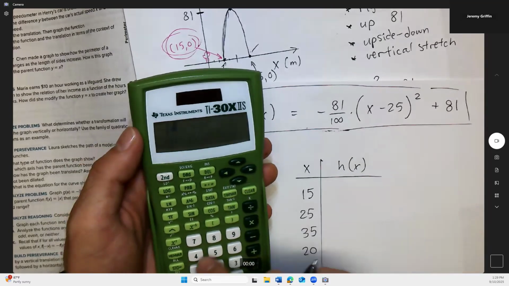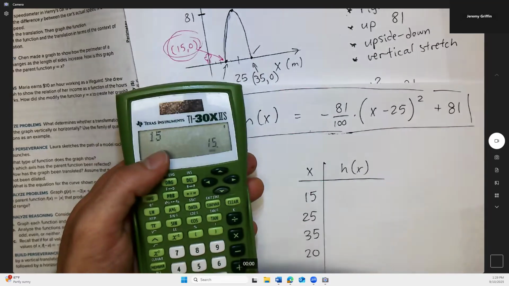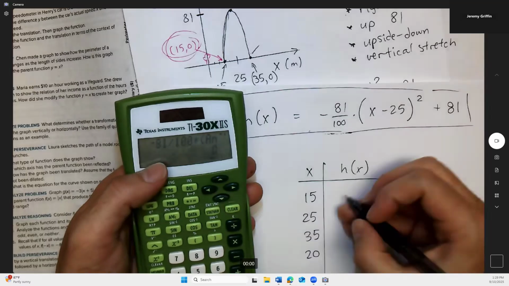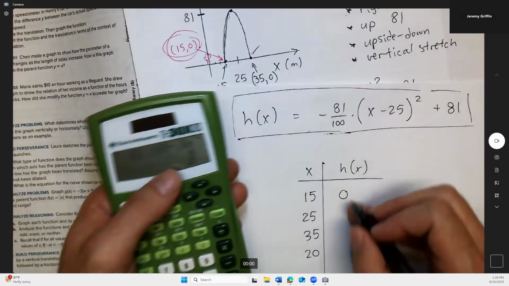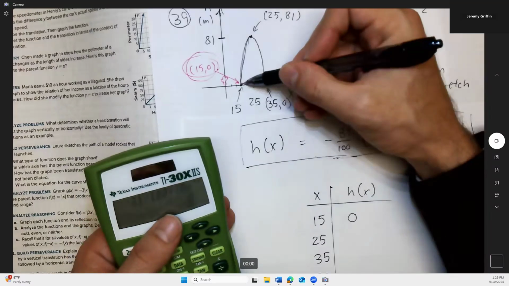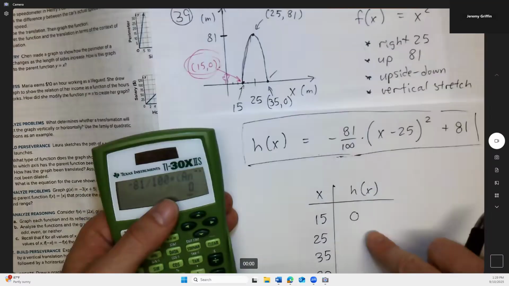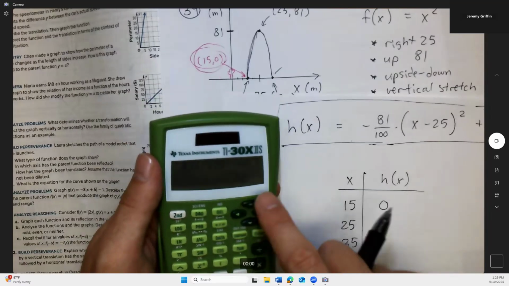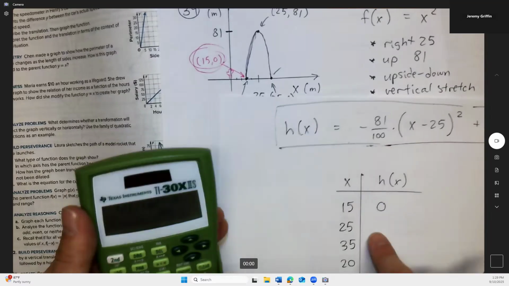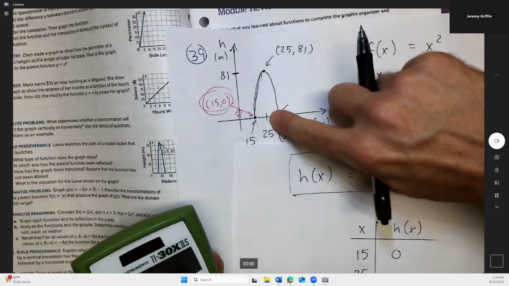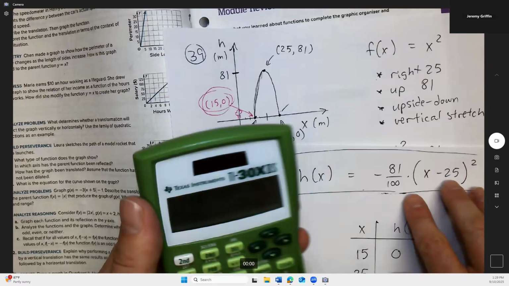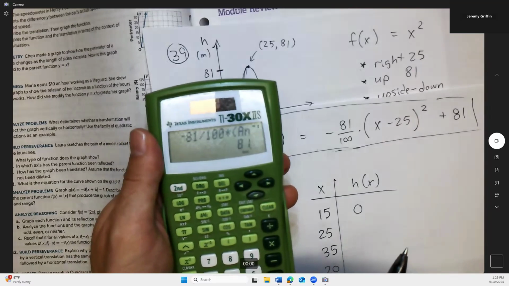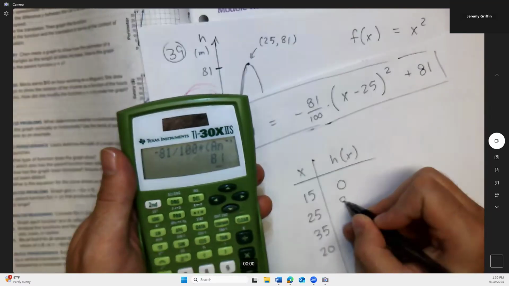If I do 15, so my first x value is 15, and I scroll up where the answer is, it automatically plugs in 15. It gives me exactly 0. That is the point right there at 15, 0. What if I plug in 25? It's at 25, so it's got to be 81 meters up. My calculator better say 81. If it doesn't, then I just ruined this whole video. Oh yeah, math wins again, 81.